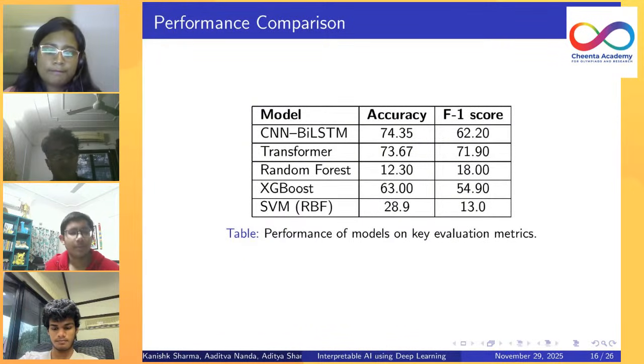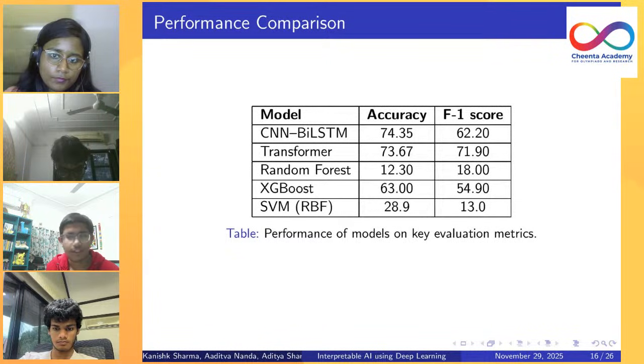So now I'm going to tell the results of the paper we got. We compared the models on two main categories, which are accuracy and F1 score. As you can see, the CNN BiLSTM model performed best on accuracy, while the transformer achieves the best F1 score because of its balanced handling of all the classes. And classical models perform significantly worse, especially SVM, which is support vector machine, and random forest. Next slide.